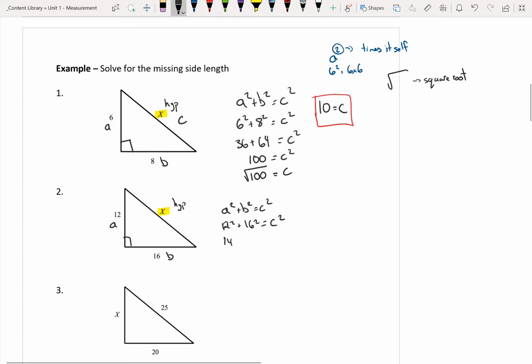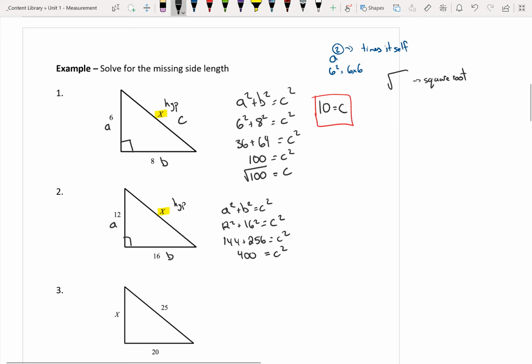So 144 plus 16 times 16. So 256 equals C squared. This works out to 400 equals C squared.